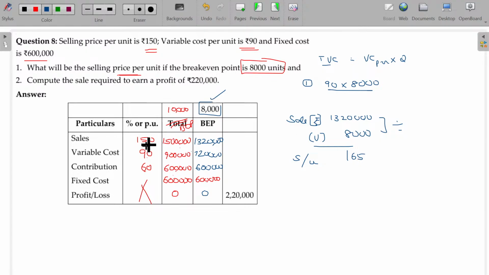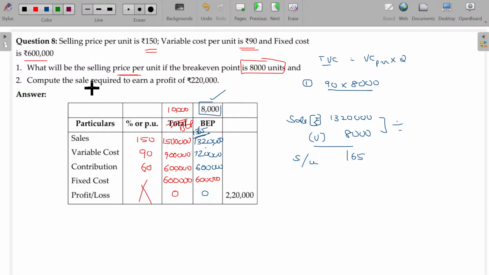8,000 into 165 rupees, this one. This is at the rate of 165. And variable cost remains the same, whether the price changes or not. I purchase it at 90 and sold the same commodity at 150 earlier. Now purchased at 90, selling at rupees 165.